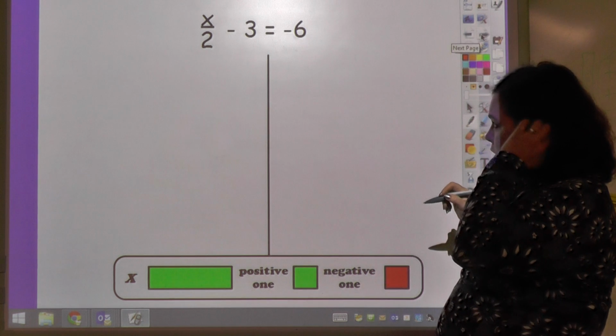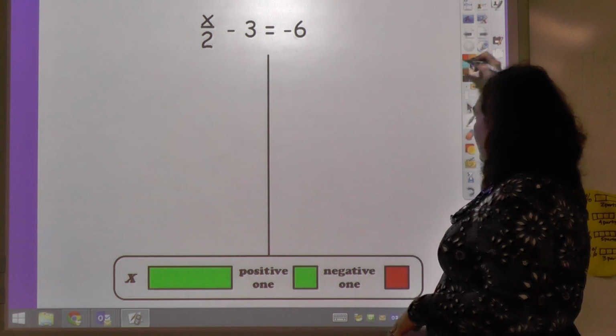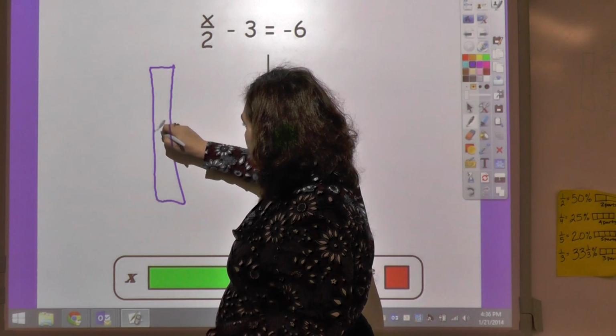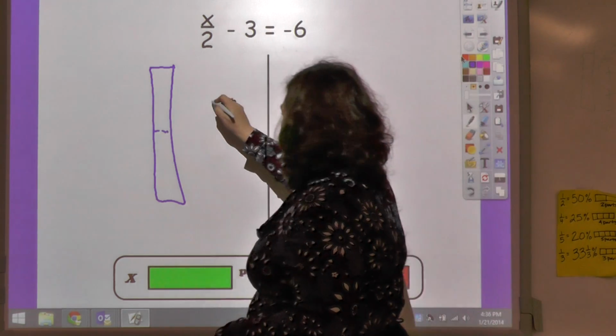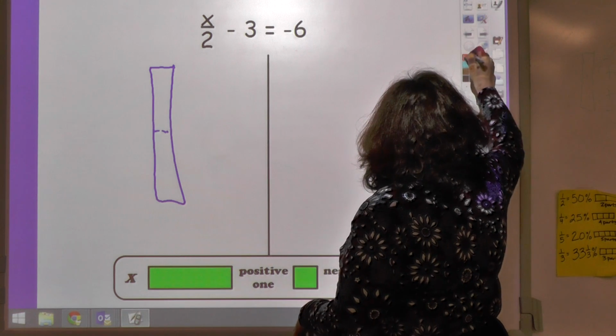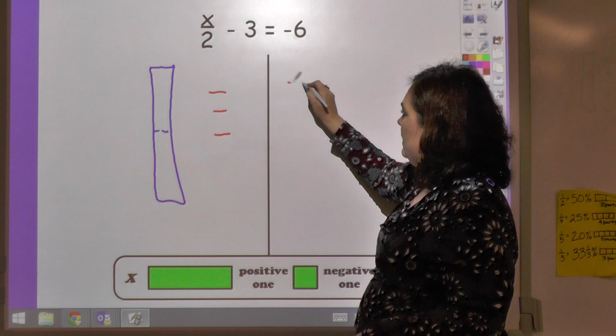So let's look at a division one. And so the way that we're going to set this up is first make our x, and it's divided by 2. And we need a -3, -1, 2, 3. And we've got -6 on this side.